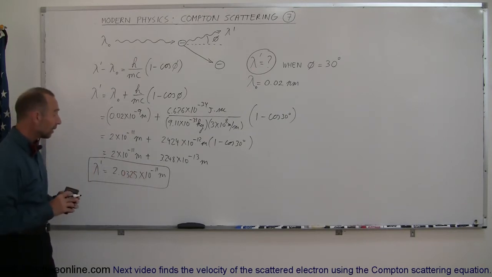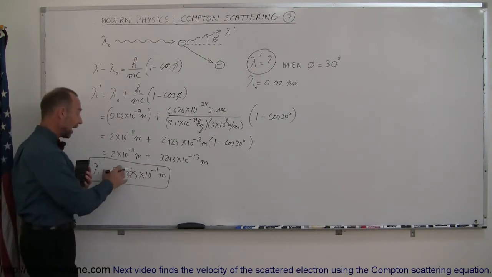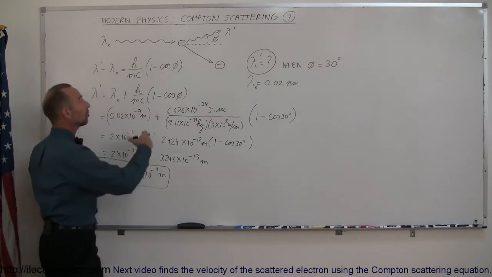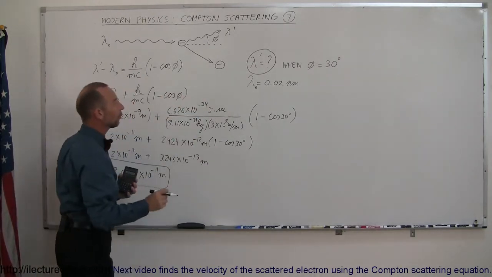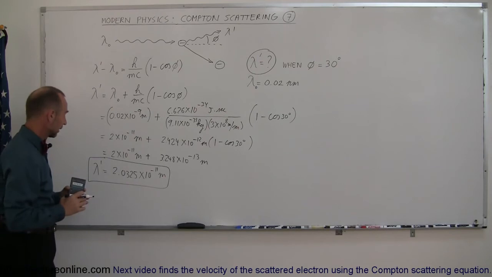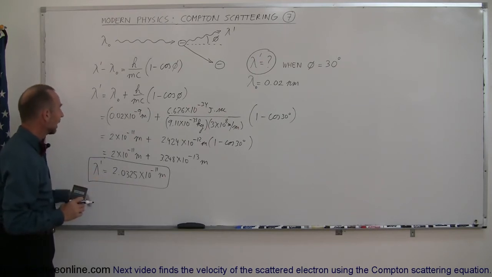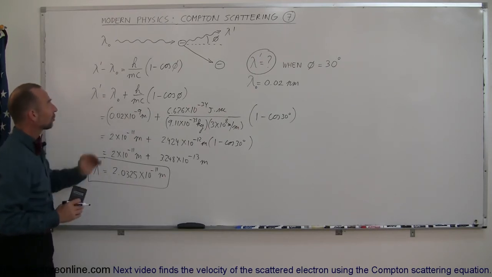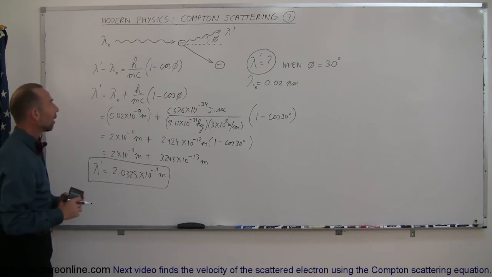It doesn't seem like a lot, but definitely the photon has lost energy, and that energy is then imparted on the electron. So here's how you calculate the change in the wavelength and the final wavelength after a photon has scattered off of an electron.